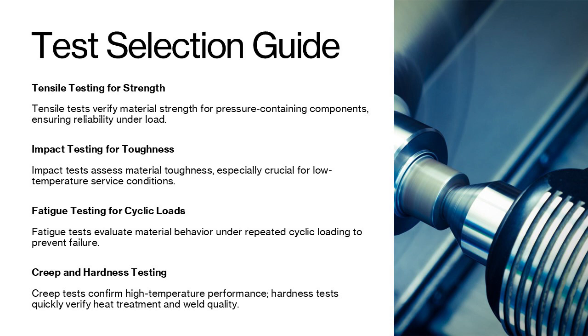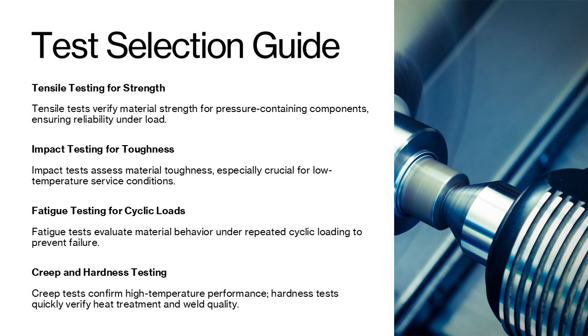Inspectors must understand how each test correlates with potential failure mechanisms and service conditions. For example, pipelines operating at low temperatures require impact testing, while rotating machinery exposed to vibration demands consideration of fatigue strength. By selecting the appropriate test based on service factors, inspectors can ensure materials meet required performance levels and mitigate operational risks.